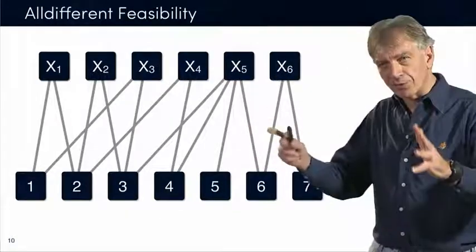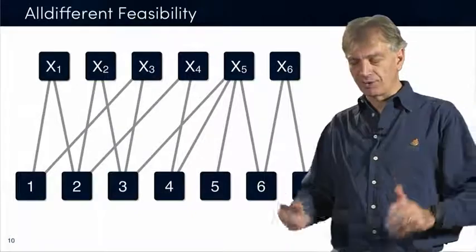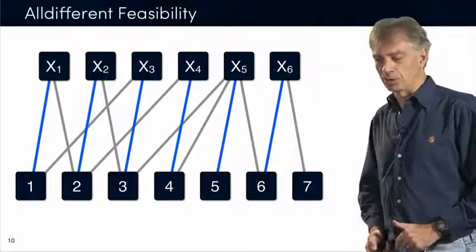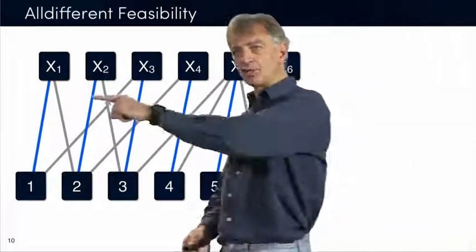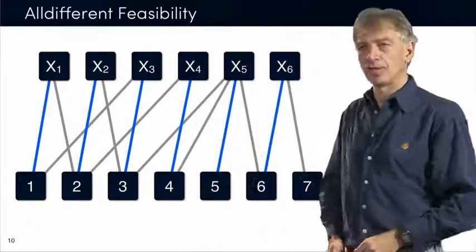Okay, that's always the first step. We have a constraint, we have a set of domains for the variables. Can we find a feasible solution? Okay. So what you see here, this is a feasible solution. Okay? So you see that the variable x1 here is assigned to value 1. You see that the variable x2 is assigned to the value 2, and so on.